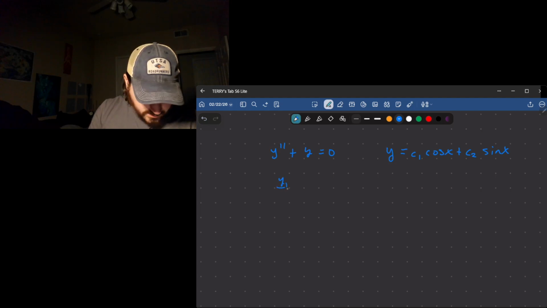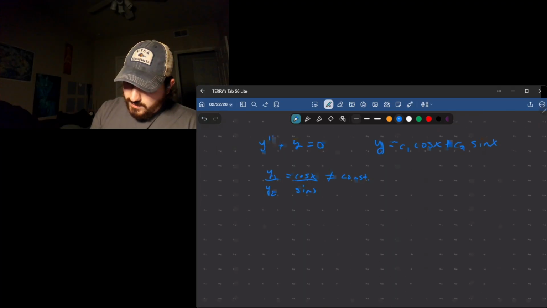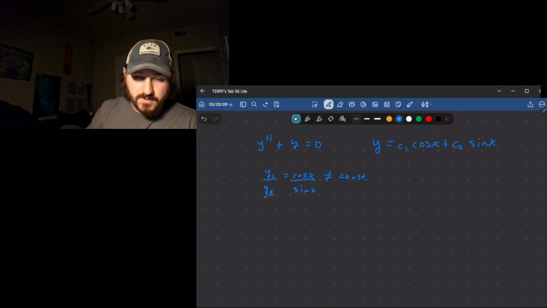So we can do our y1 divided by y2, and that equals cosine over sine. I'm realizing now I was saying it's supposed to be equal to a constant. It's supposed to not equal a constant. That's what I meant to be saying. So I will make a note of that. But yeah, so this y1 over y2 or y2 over y1 should not equal a constant.